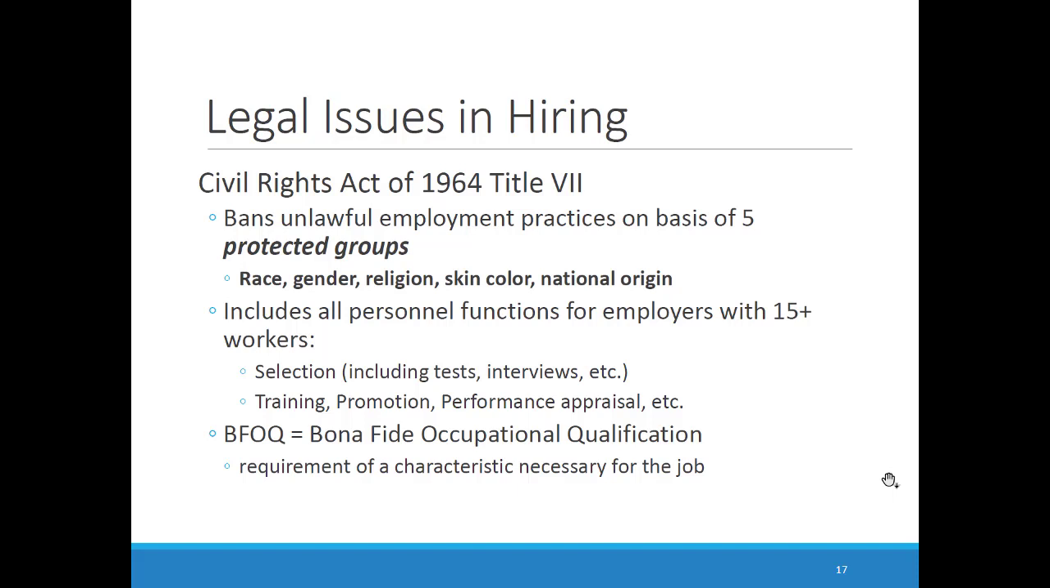There is one case where employers can get exceptions to the Civil Rights Act of 1964, and this is if something is called a bona fide occupational qualification, or a BFOQ. These are fairly rare, but they are requirements of a characteristic that is necessary for the job. So, for example, for certain modeling jobs, if models are needed for women's clothes, they may say that a BFOQ is to hire a female applicant for that position. Again, these are pretty rare, but in general, employers are not allowed to discriminate on the basis of these 5 protected groups.